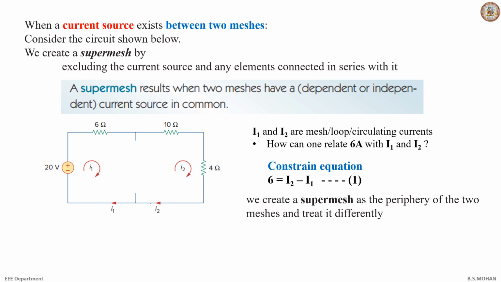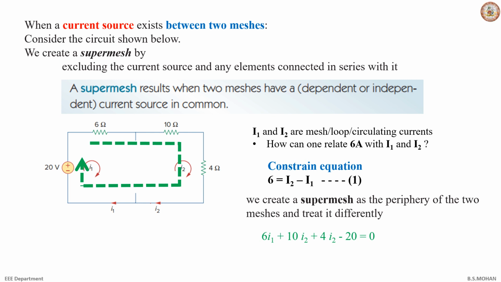So we create a super mesh as a periphery of the two meshes and treat it differently. So this is the super mesh path. And how do we assume? We always assume clockwise direction. Here we are applying mesh analysis simultaneously to both meshes I1 and I2. So I2 in clockwise, I1 also in clockwise, and the super mesh also in clockwise direction. Always start from the left top corner and as you move forward, the current through 6 is I1, the current through 10 ohms is I2, current through 4 is I2 and then the current hits negative. Thus we write minus 20 equal to 0.